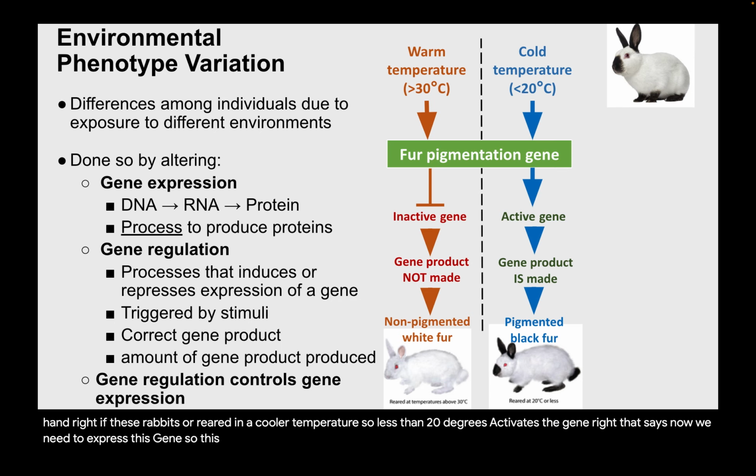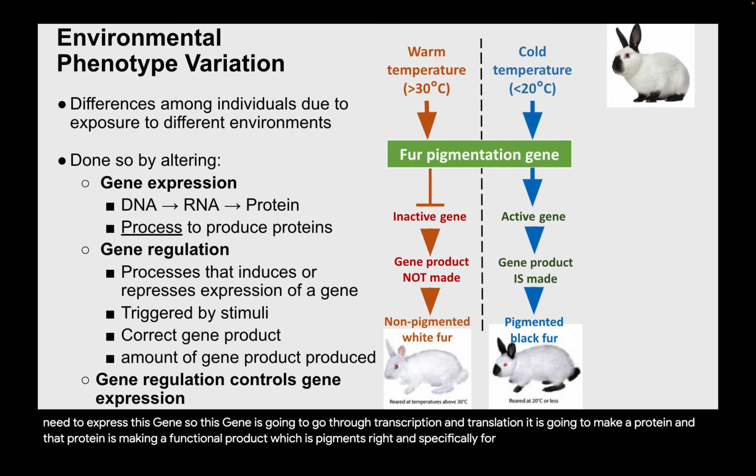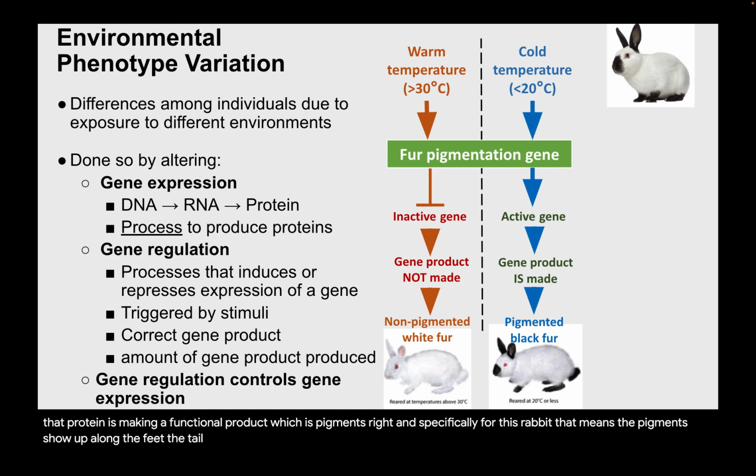So this gene is going to go through transcription and translation. It is going to make a protein. And that protein is making a functional product, which is pigments. And specifically for this rabbit, that means the pigments show up along the feet, the tail, ears, and nose.